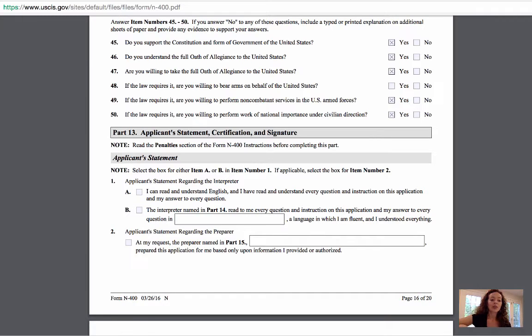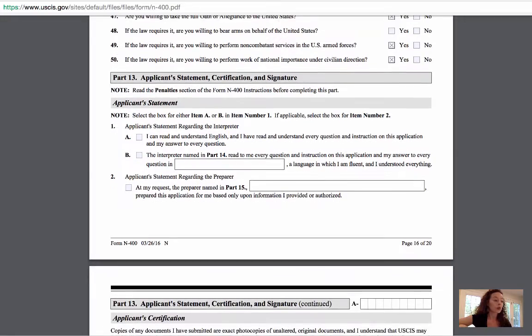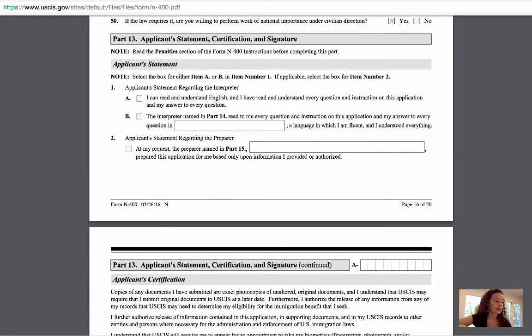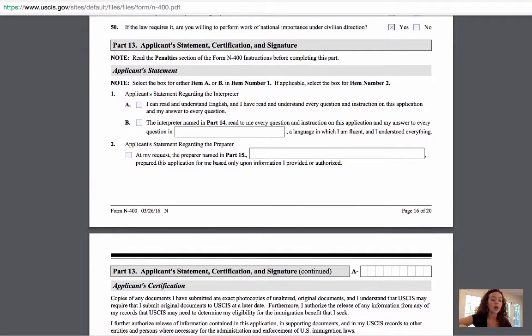All right, let's move on to the applicant's statement. So in part 13, it's the applicant's statement, certification, and signature. For items 1 through 6 in this section, you're going to select the appropriate box to indicate whether you read this application yourself or whether you had an interpreter assist you. If someone assisted you in completing the application, select the box indicating that you used a preparer. Further, you must sign and date your application.